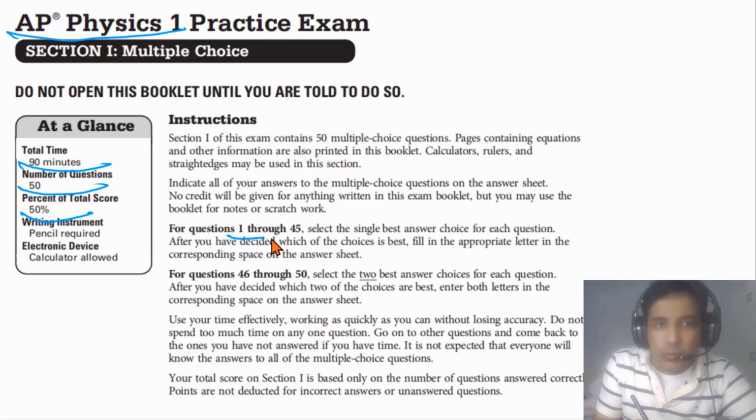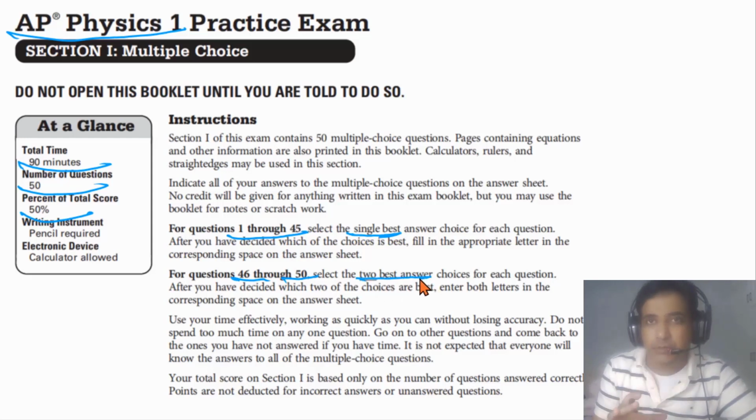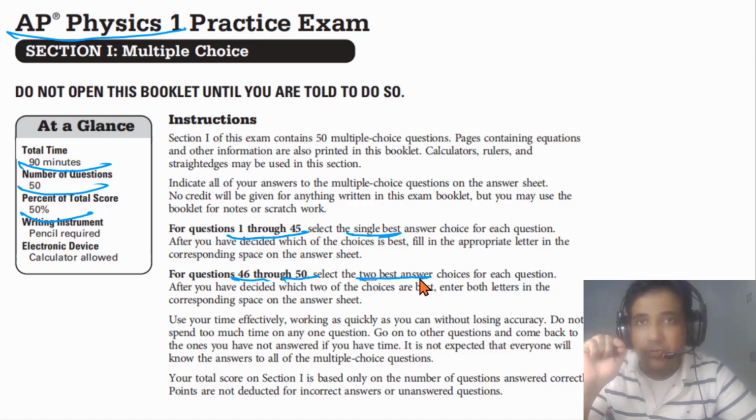For question 1 to question 45, you have to choose only one single best answer, and for questions 46 to 50 you have to select two best possible answers. So this is very important. From question 1 to question 45 you choose only one best possible answer, and for the last 5 questions you have to choose two best possible answers.